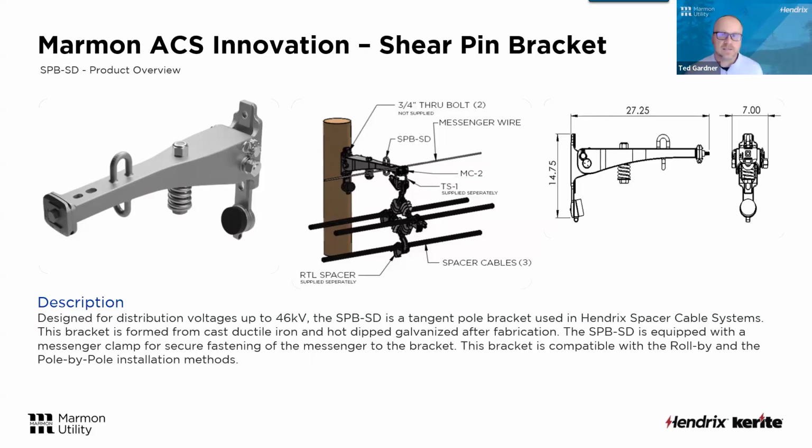You just can't design a spacer cable system or any overhead system for that matter that can withstand any amount of force. So one of the more recent innovations that we've come up with is a breakaway, like a shear pin bracket. This is designed to absorb that initial impact of a good sized tree or tree limb on the spacer cable line. And really what it's designed to do is protect the poles.